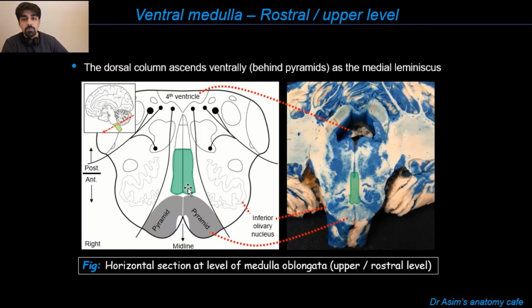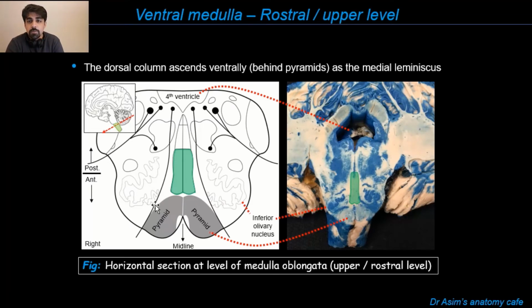Remember, the dorsal column has moved more anteriorly now. It is not a posteriorly situated structure anymore as it was in the spinal cord and in the lower medulla before the decussation. Some other structures which you can see in this slice is this crumpled nucleus, which is basically the inferior olivary nucleus.